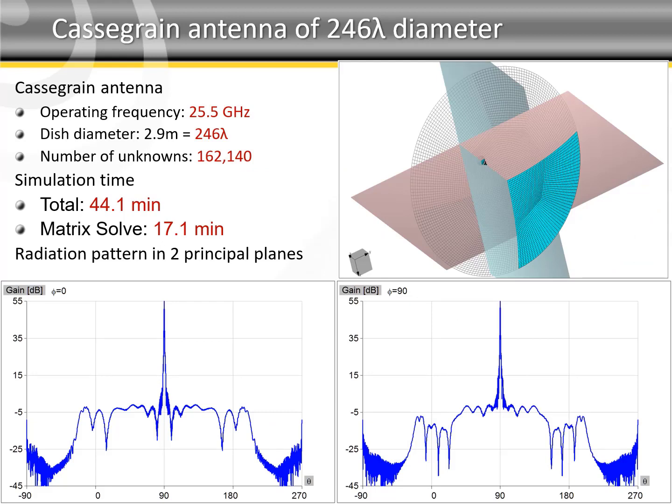A Cassegrain antenna is analyzed at a frequency of 25.5 GHz. The dish diameter is 2.9 meters, which corresponds to 246 wavelengths at the operating frequency. The number of unknowns used in the simulation is around 160,000. Total simulation time is 44.1 minutes. Matrix solve time is 17.1 minutes.